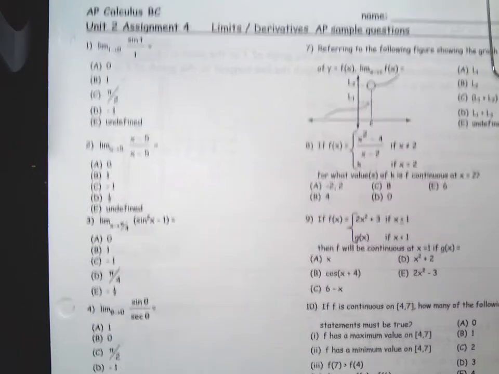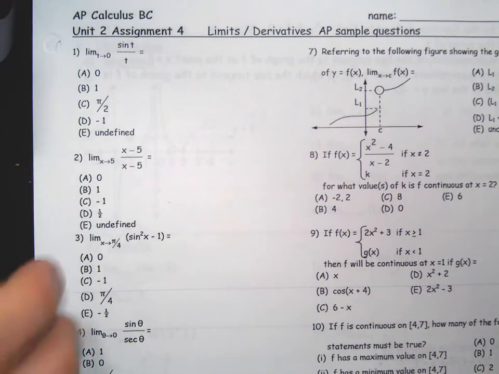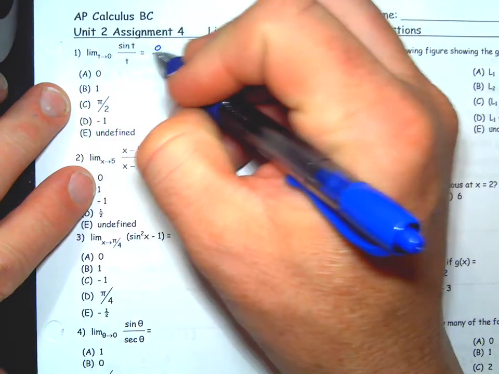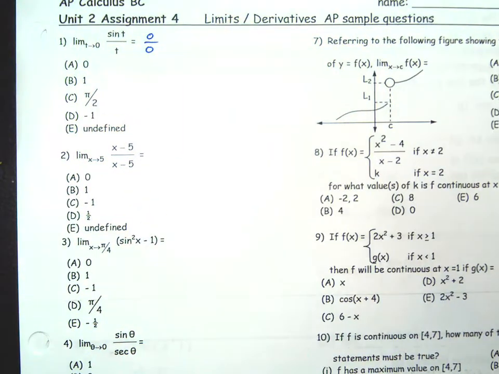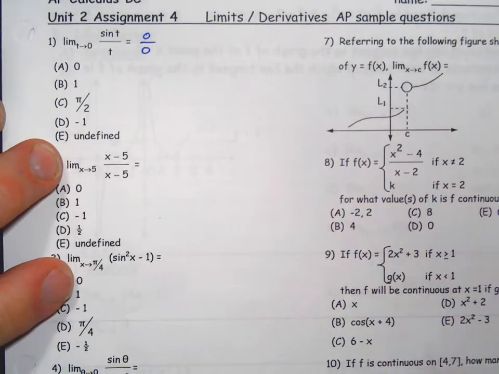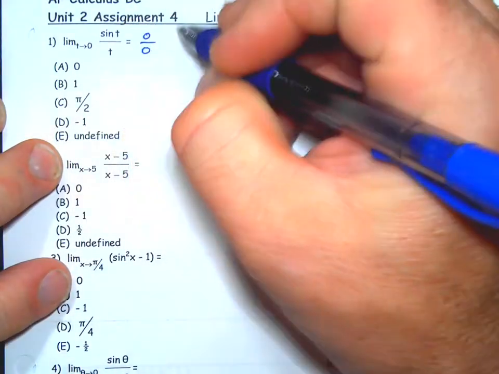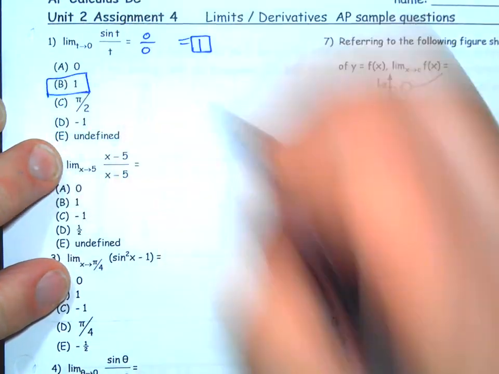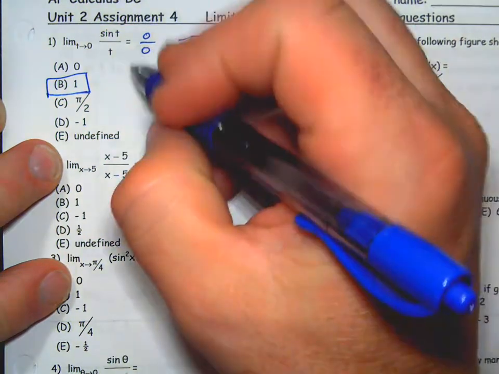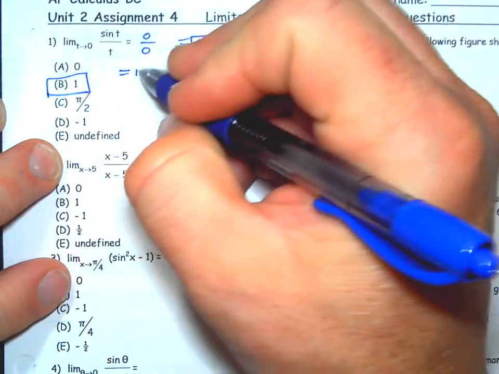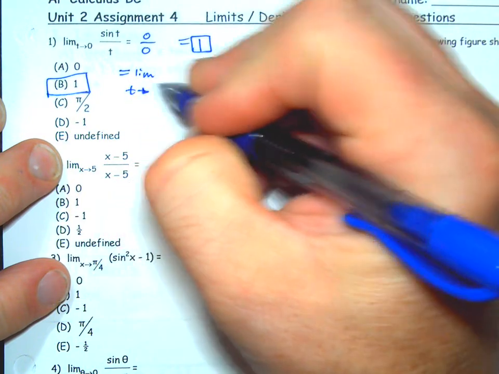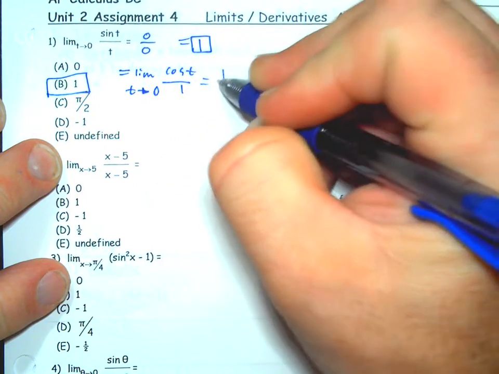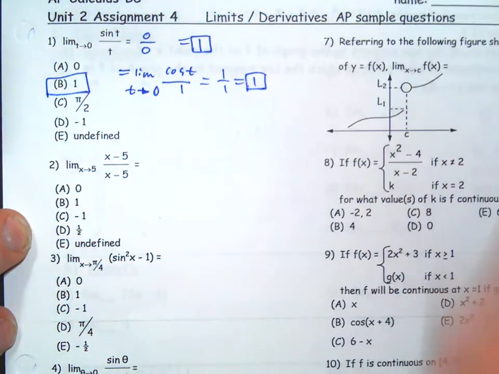So number 1, if you plug 0 in, you get 0 over 0, which is indeterminate form. This is the one, though, that we did determine was 1. So I guess we could use that. You could do L'Hopital's rule, which we haven't technically talked about yet, and that would be the derivative of the top and bottom. Cosine t over 1, if you plug 0 into that, you get 1 over 1, which is 1. So that is one way of doing it.